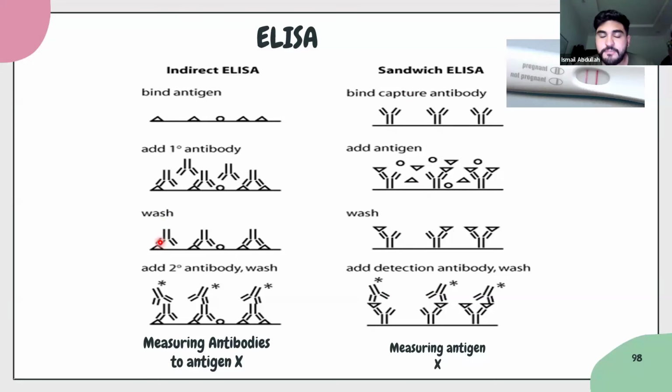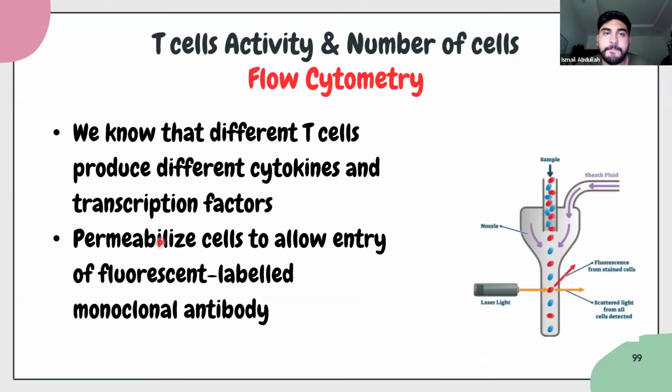Always remember the pregnancy test: pregnancy test for sandwich ELISA. But T cell activity and number of cells, I've seen only one question, I think, in the entire past, if I'm not mistaken. The question was, how would you assess the T cell activity and number of cells? The answer was flow cytometry and ELISpot assay, which we're going to talk about.